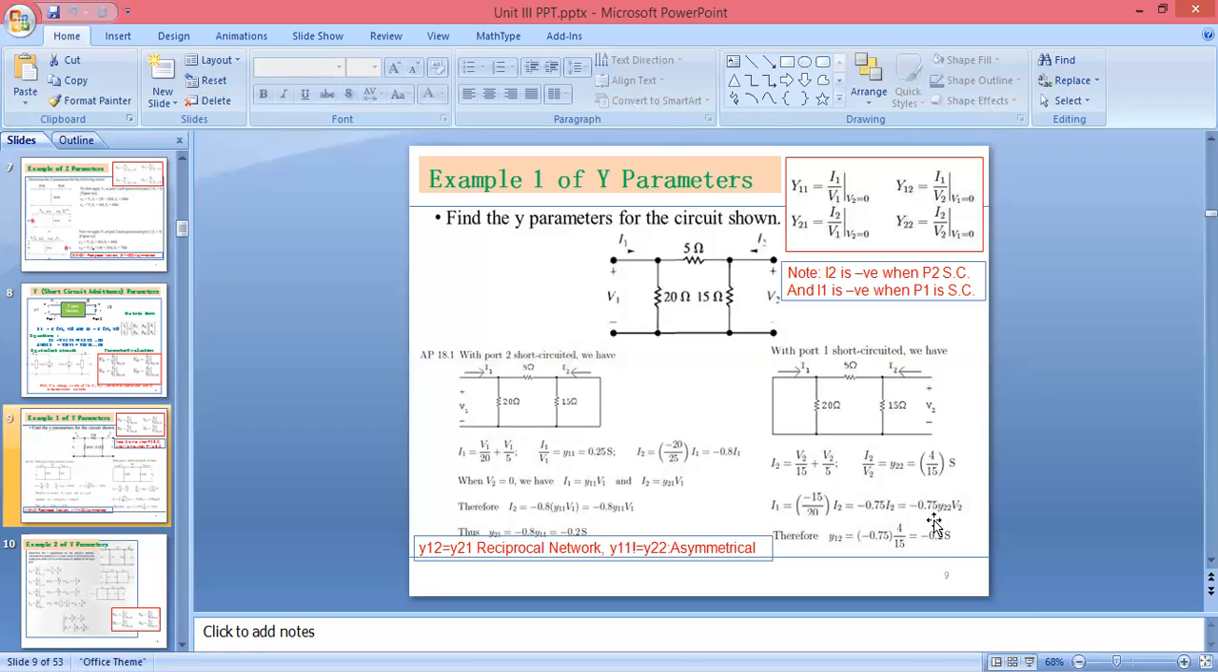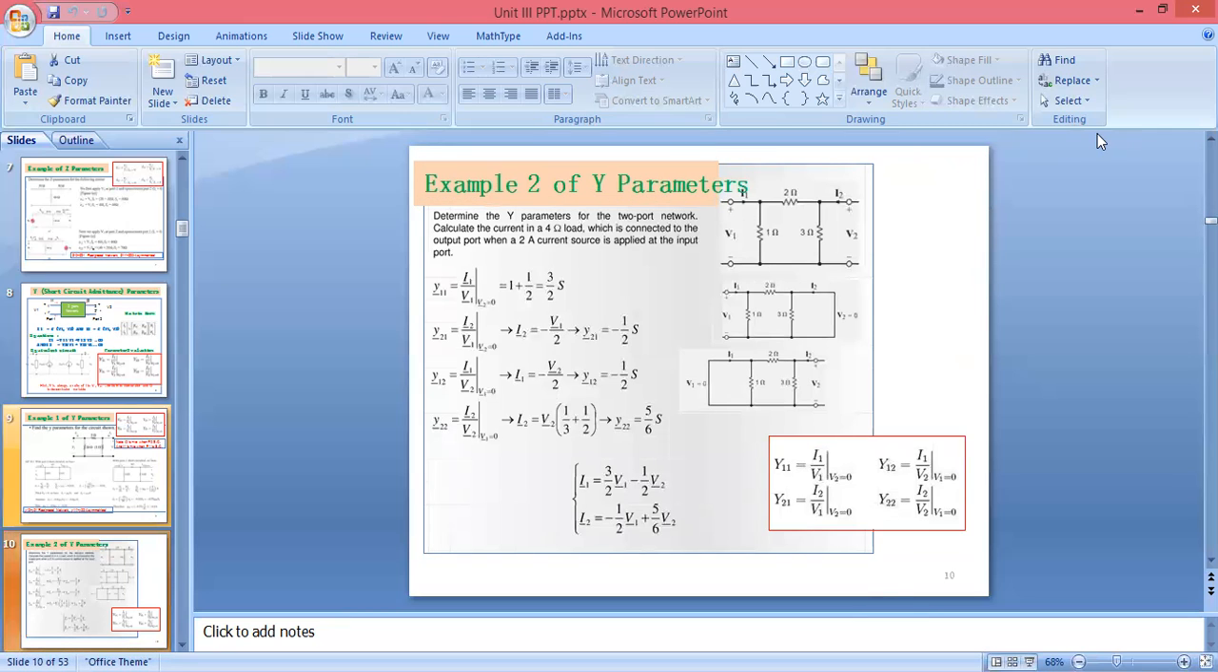So you will get the value for Y12 by taking the reciprocal of impedance. So we can calculate it as I1 upon V2, and we are considering V1 equal to 0. So you will get Y12 equal to minus 0.25 siemens. Again, we will see one example.